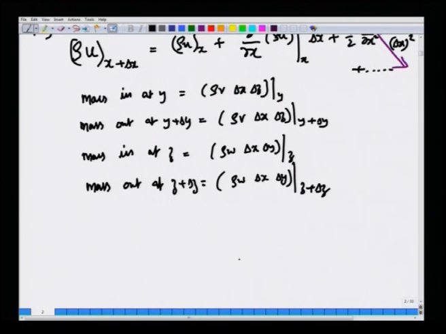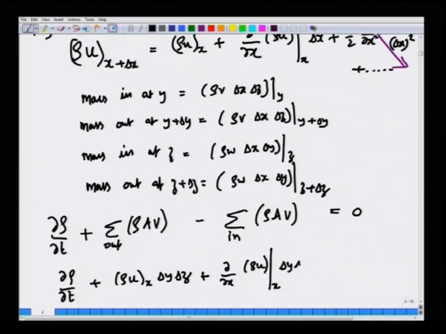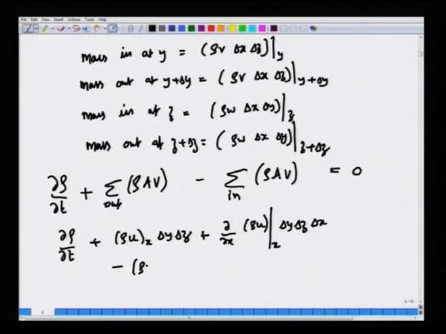Now, we are going to use this equation: d rho dt plus summation over all outlets of rho a v minus summation over inlets of rho a v is 0. So, d rho dt plus, now let us look at all the 3 faces separately. For the face at x, the outlet mass flow rate is rho u at x times delta y delta z plus d dx of rho u at x times delta y delta z times delta x, that is the Taylor series expansion. We are neglecting higher order terms, minus the inlet flow rate in the x face, which is rho u at x times delta y delta z.